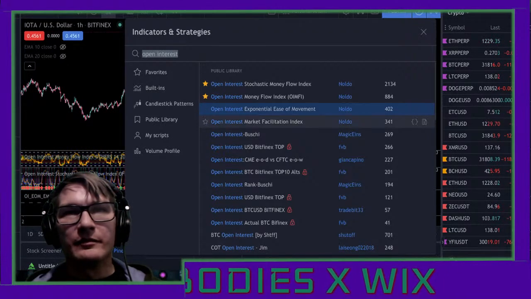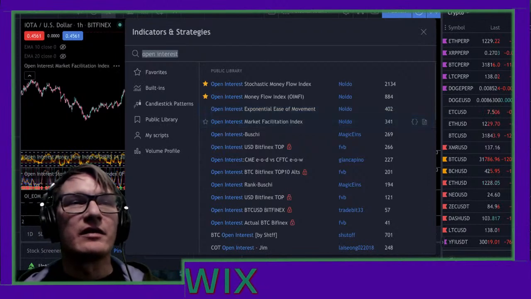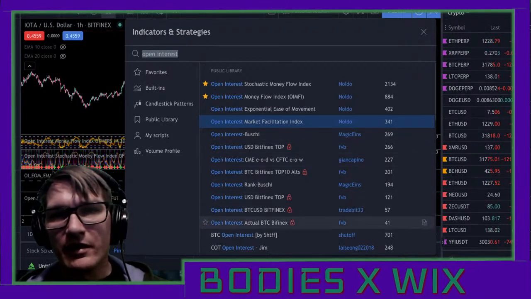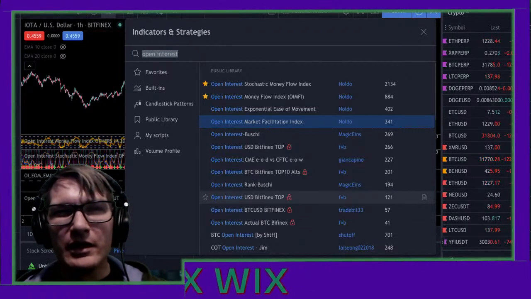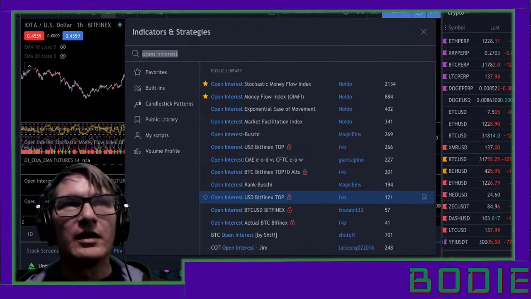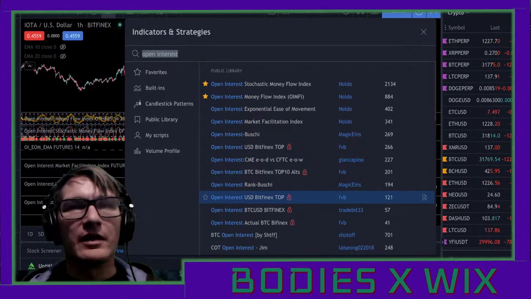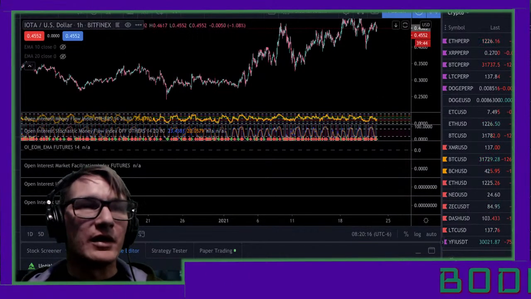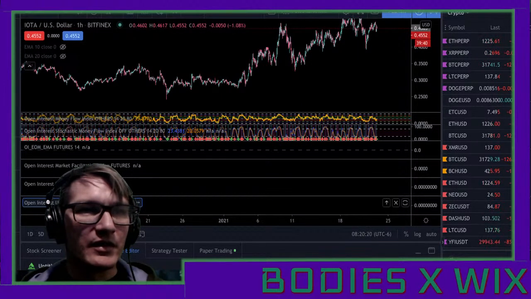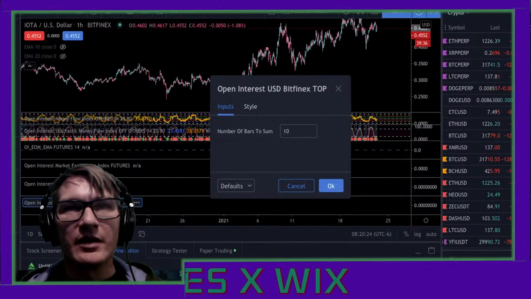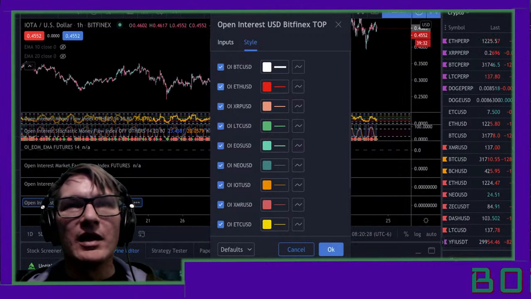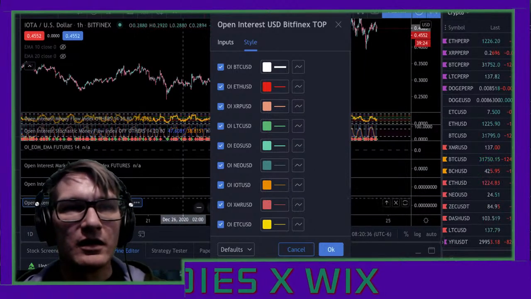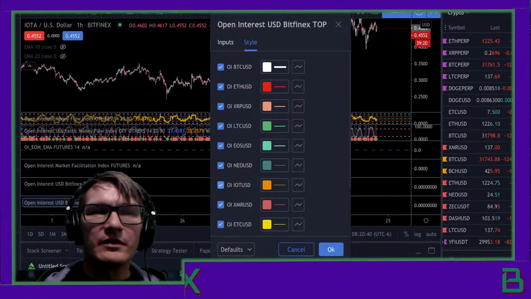And then market facilitation index. Interesting. I also want to check out this one down here, a couple down here. USD Bitfinex top. Looks like I may have hit my limit, oh no, I didn't. I'm in Bitfinex, so I'm wondering what this does. Number of bars to sum. Wait, I'm in IOTA USD. Interesting. I'm not sure what's going on with this one.